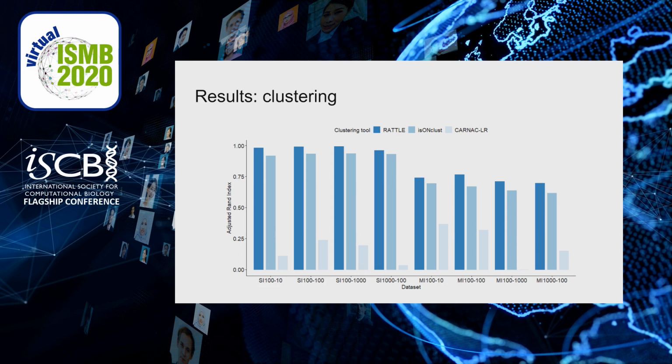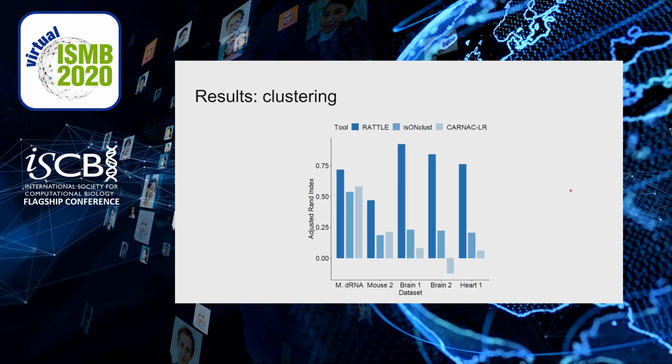Here we can see the adjusted Rand index, which is a metric to see how good the clustering is for 3 different clustering tools. In this case, we've used simulated data with DeepSimulator, which is a tool to simulate nanopore reads based on a deep learning method. And we can see that RATTLE outperforms the other 2 tools in this scenario. We've also benchmarked the clustering using real cDNA and RNA data, and we can see that the results are even better in this case compared to the other 2 tools.